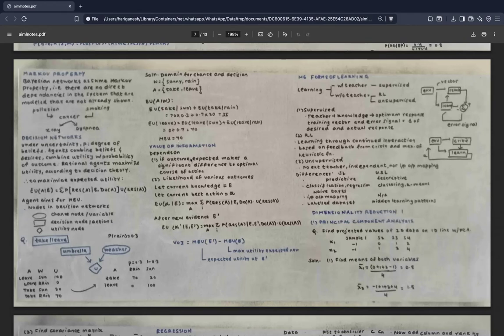Now, value of information is when you get new information that makes a significant difference to the optimal course of your action. It also depends on the likelihood of the various outcomes that you have. So let current knowledge be E, and let the current best action be alpha. This is the expression that you have, and you can safely ignore these two. The value of information is the difference between the maximum expected value when you have new information and when you had the old information. So I'll go through a question in the next video when we're going over modules 6 and 7, but that's pretty much all for this module.